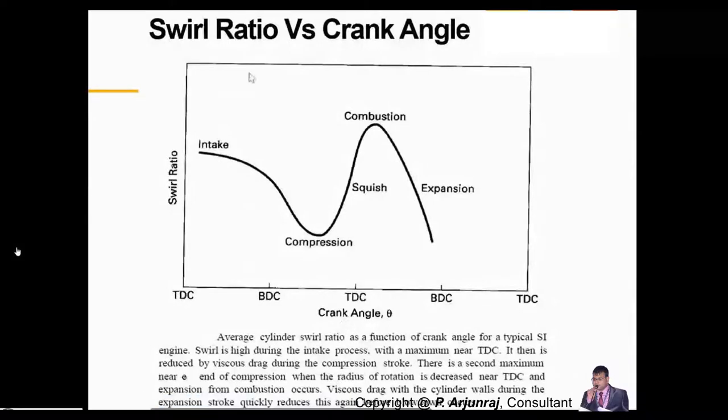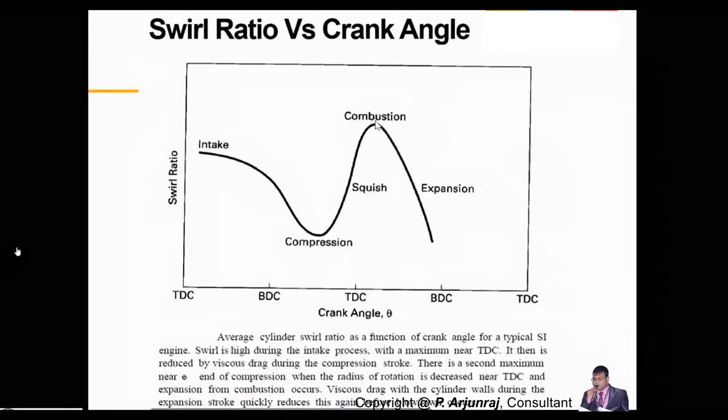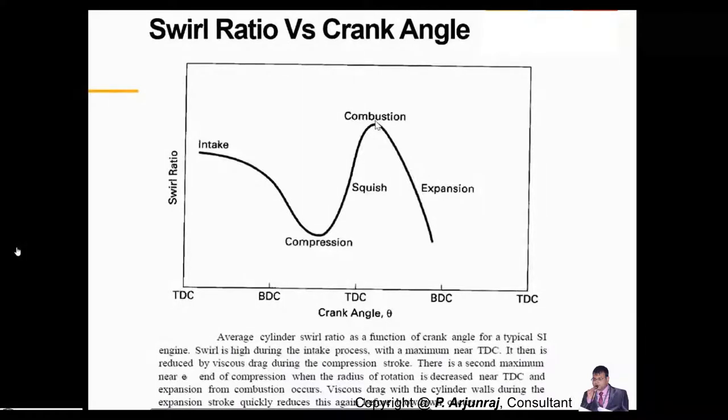And again the swirl ratio is going to be higher during the intake stroke, and then it is going to get reduced because of the drag you are going to have during the compression stroke. And again this swirl ratio is going to be higher because the pressure shoots up. I told you this swirl ratio is also a function of the engine speed, and it also depends on the average speed and the angular speed of the engine.